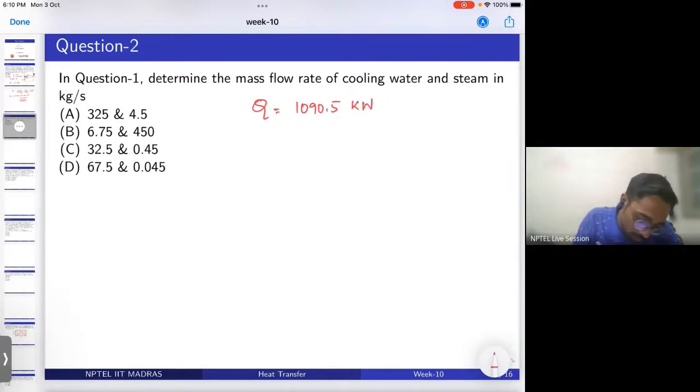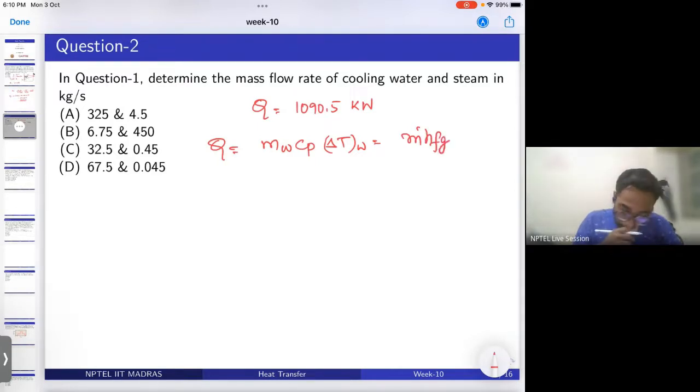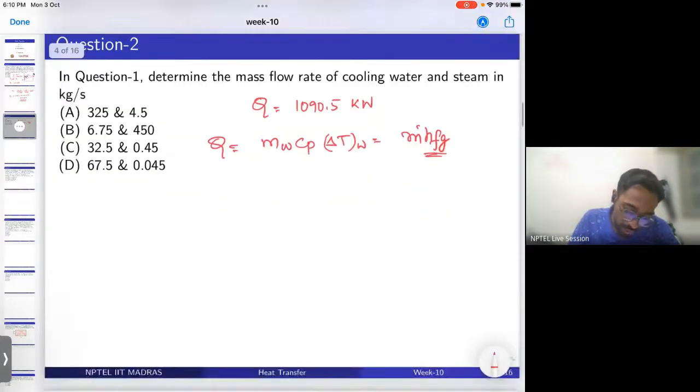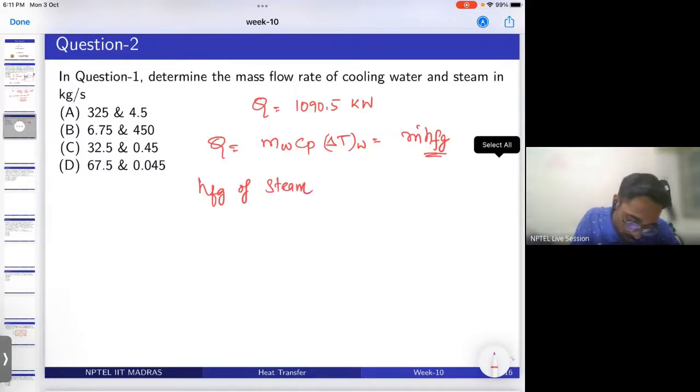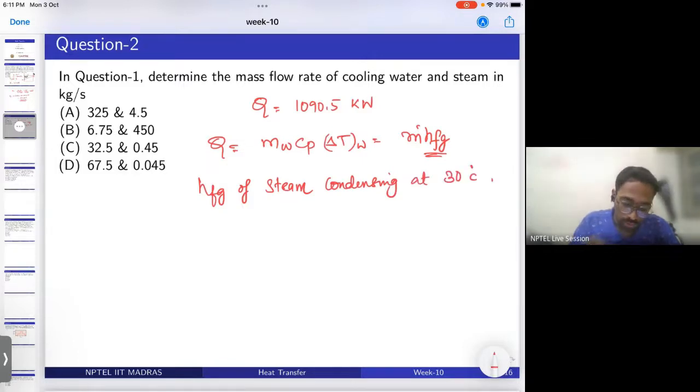kilowatts. So Q is equal to m dot of water, Cp, delta T of water, is equal to, as steam is condensing, it is a latent heat, that is m dot hfg. Okay, so the trick here is we have to find out hfg of steam, which is condensing at 30 degrees Celsius. Okay, so for that you may need to use the steam tables.